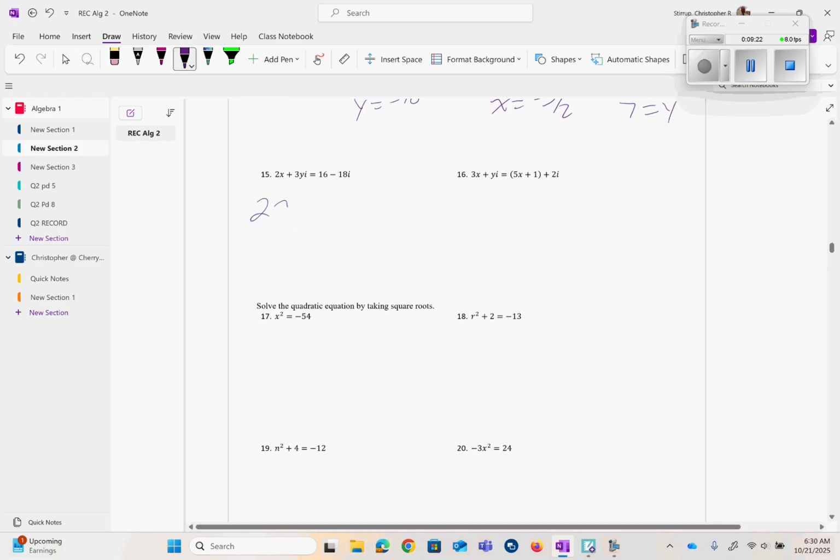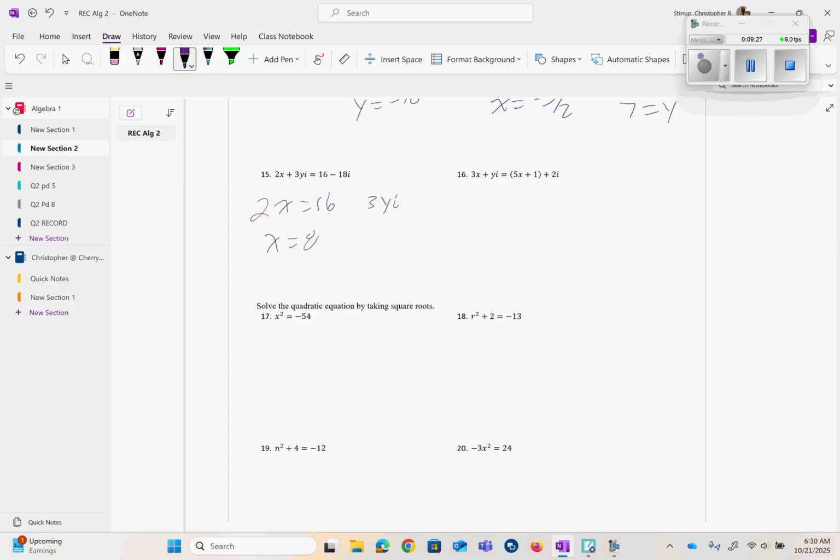I'm going to get 2x equals 16. x is equal to 8. 3yi equals -18i. Divide each side by i. 3y equals -18. Divide each side by 3. That's -6. For this one, I get 3x is equal to 5x plus 1. Subtract 5x from both sides. Divide each side by 1. And then I'm going to get yi equals 2i. Divide each side by i, so y is equal to 2.